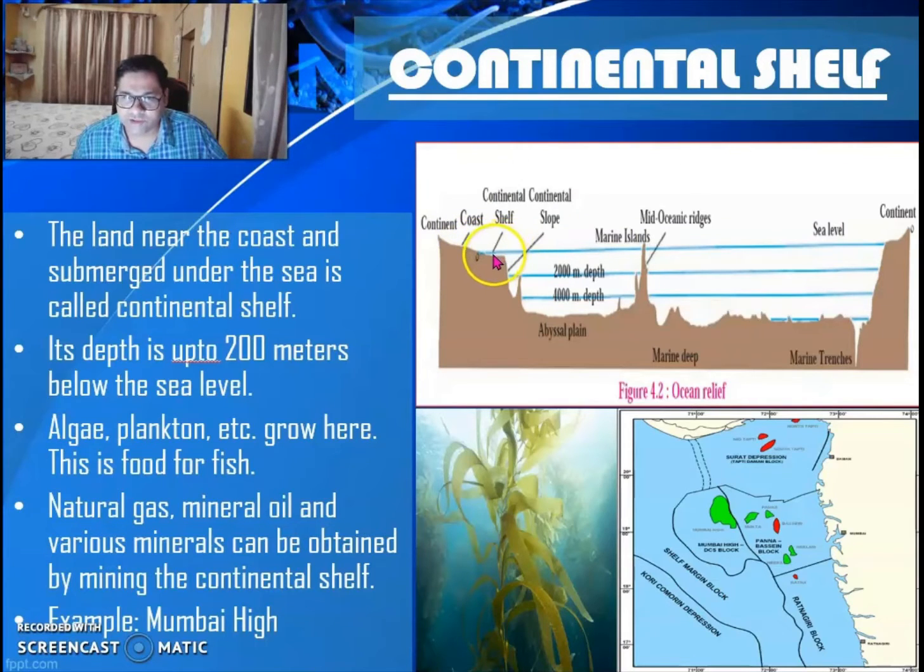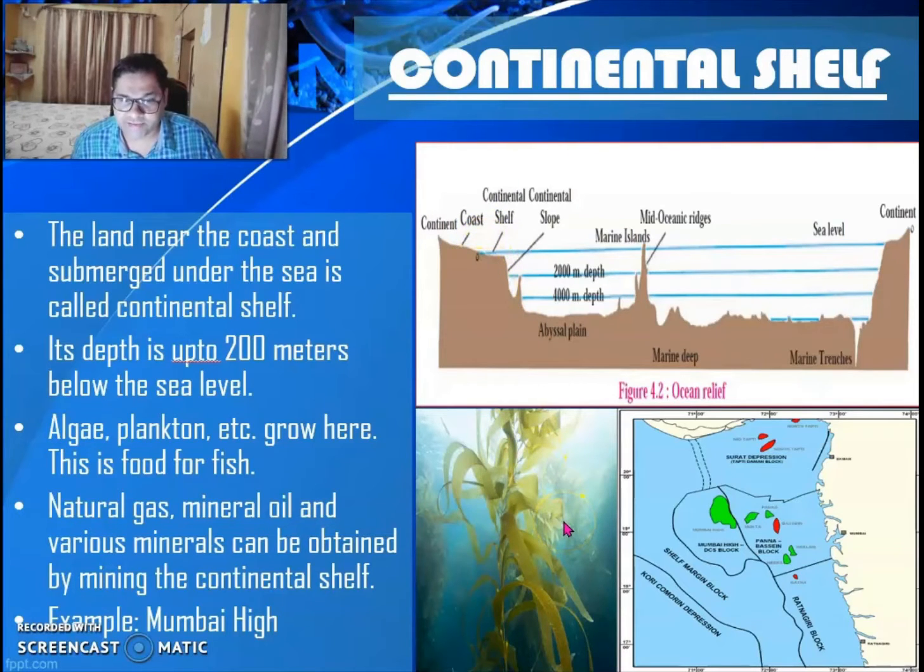This is the level of the sea. Below that, it is 200 meters. Now what do you find over there? There should be something. We find algae, plankton, etc. They grow here. This is food for the fish. Here you can see the plants. These plants are called algae and plankton. All these plants grow near the coast in the continental shelf.